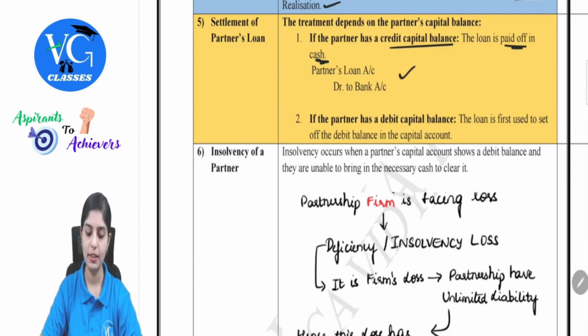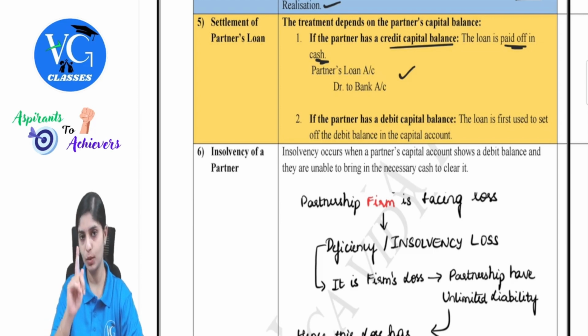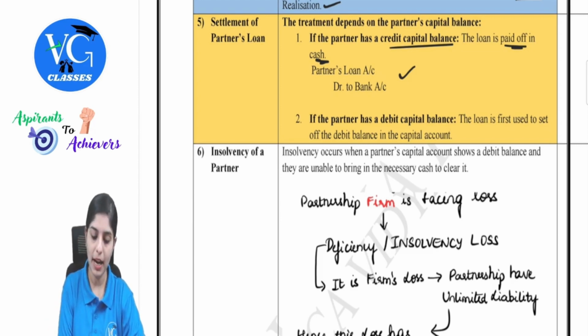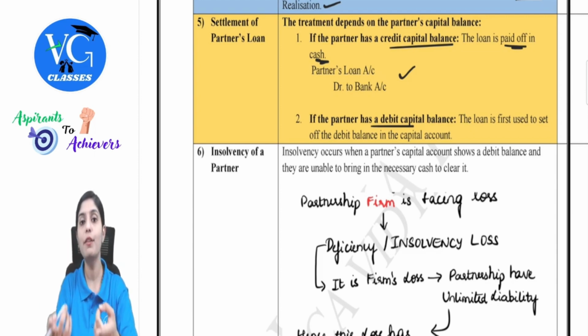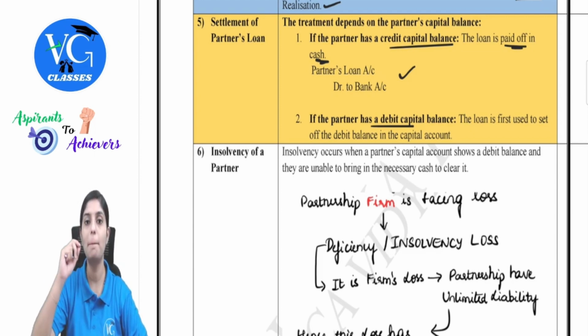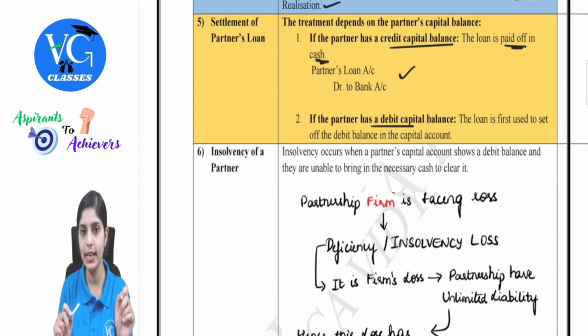Next, if the partner has a debit capital balance, this is very important to understand. Partner has a debit capital balance. What does that mean? If it is appearing on the asset side in the balance sheet, understand this from the firm's point of view. If the partner's capital is showing a debit balance, it means for the firm it is a receivable, that is, the partner has to pay. So there is one side receivable for the firm. Partner's loan is a liability of the firm. So on the other side there is a credit, payable by the firm.